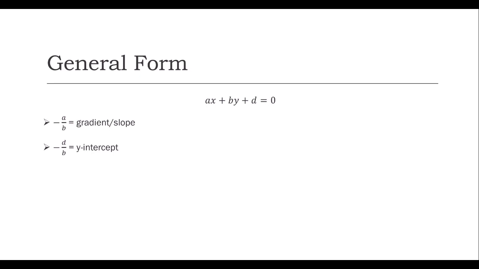And you could figure that out by solving for y. So you would subtract ax and d from each side. So you'd have by equals negative ax minus d, and then you would divide everything by b. So you get y equals negative a over b x minus d over b. So here's your slope and your y-intercept.